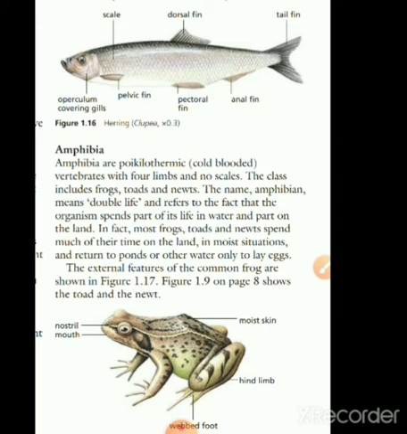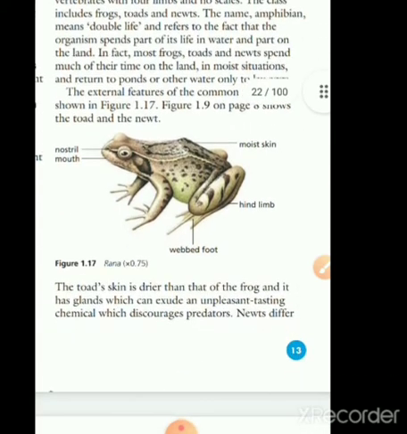In fact, most frogs, toads, and newts spend much of their time on land in moist places. Why? Because they need water for laying their eggs, for fertilization, or sometimes for reproduction. So they can't survive without water actually. They return to the ponds when they have to fertilize or release their eggs, so that the eggs mature later on in the pond and the young can also leave it. That is the reason why they need water.